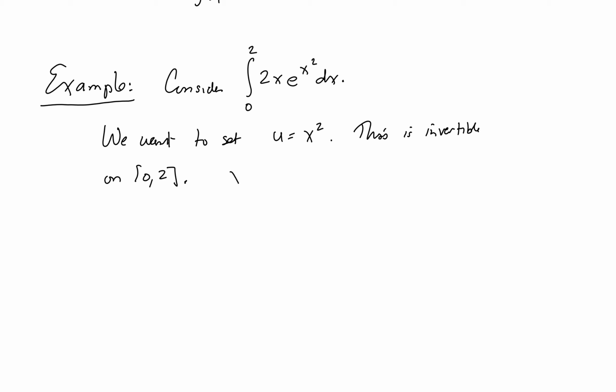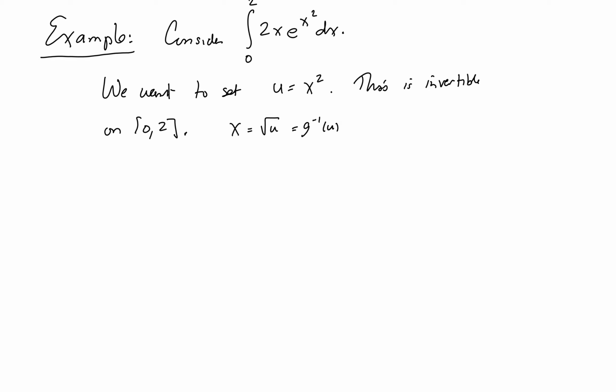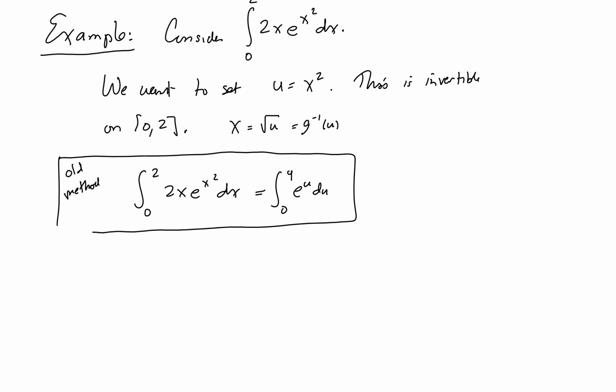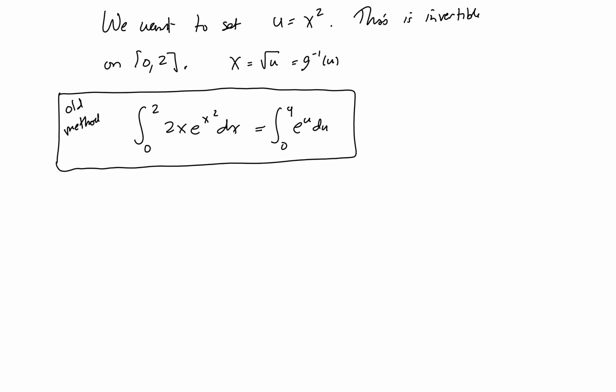So for us then, x is equal to square root of u. This is g inverse. So now, of course, our old method would just give that the integral from 0 to 2 of 2x e to the x squared dx is the integral from 0 to 4 of e to the u du. So that's the old method. And we should recover the same thing with the new method. So let's see how that works.